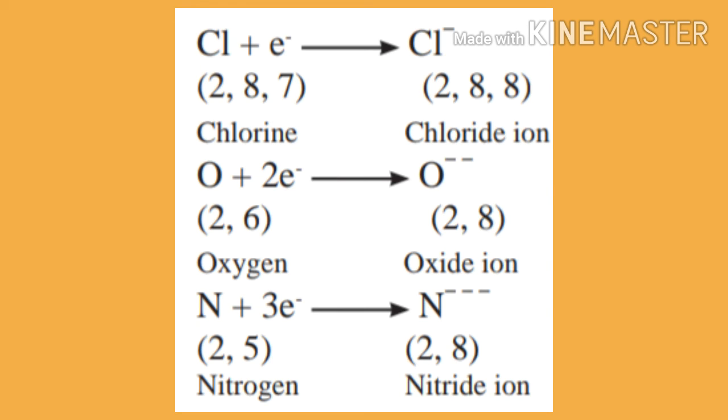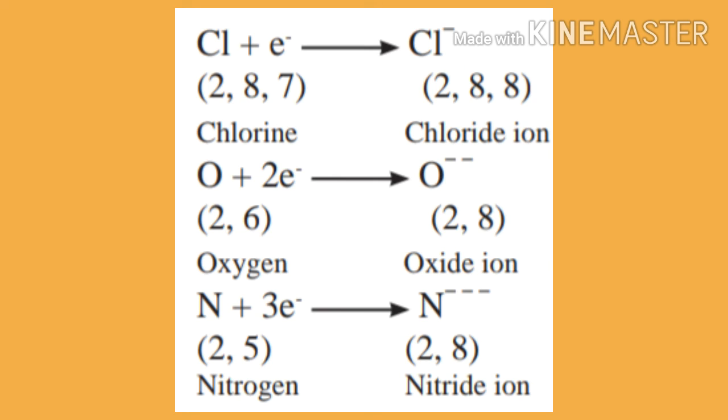Chlorine, its electronic configuration is 2, 8, 7. Then how many electrons are required for chlorine to complete the octet? 1 electron. So it receives 1 electron and it forms chlorine anion Cl minus and the configuration becomes 2, 8, 8.